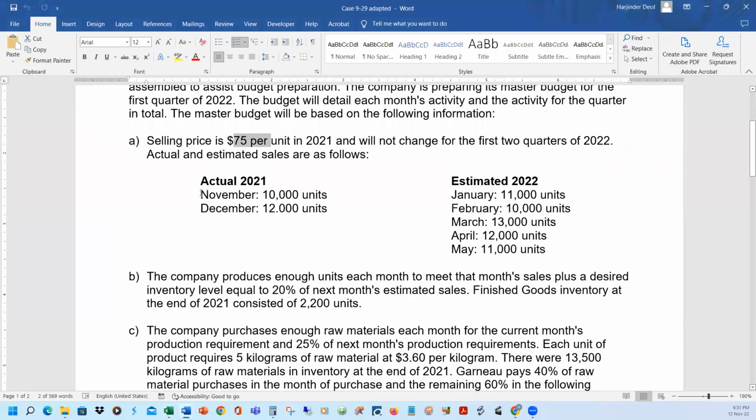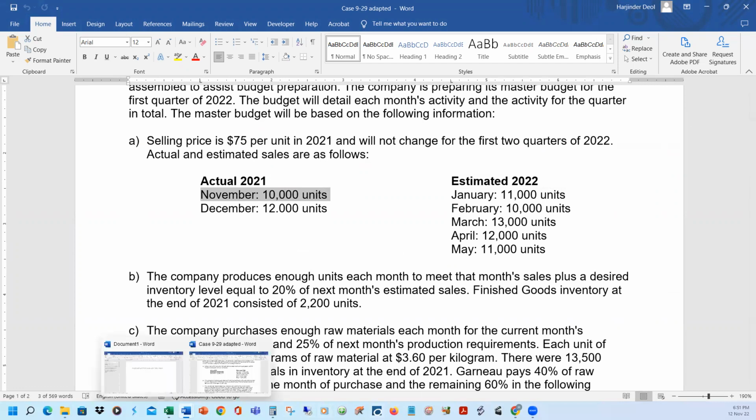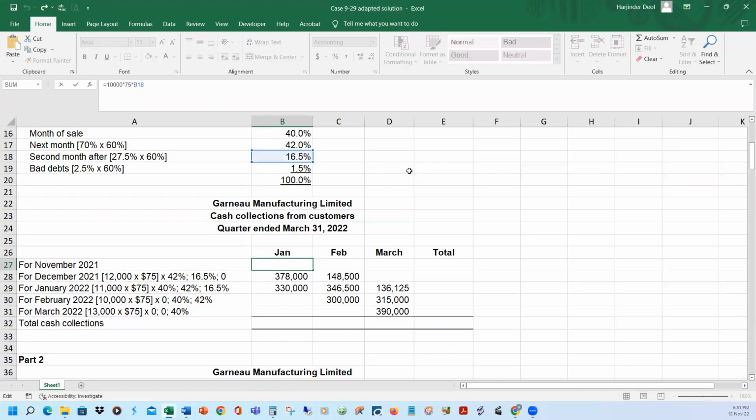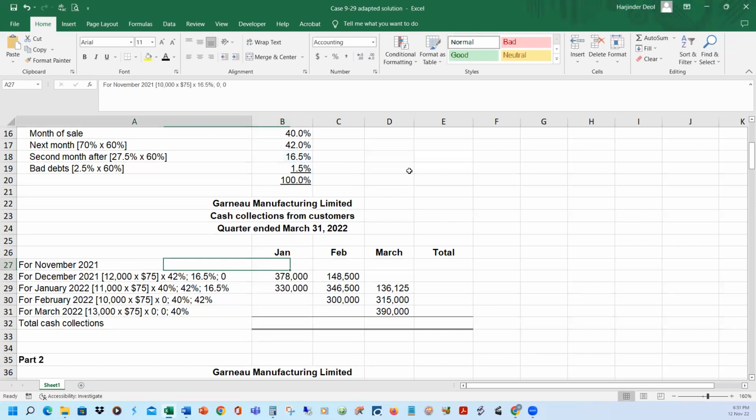And so completing this 3-monthly pattern, for sales that took place in the month of November of 2021, the number of units was 10,000 there at a sale price of $75. 40% must have been collected in November, 42% in December, both of which relate to the previous year, and then the remaining 16.5% must have been collected in the month of January. So in the month of January, we should have 16.5% for sales that occurred in November. So 16.5% of November sales gives us 123,750.